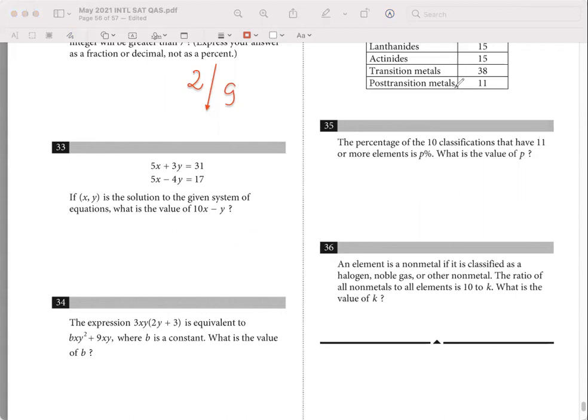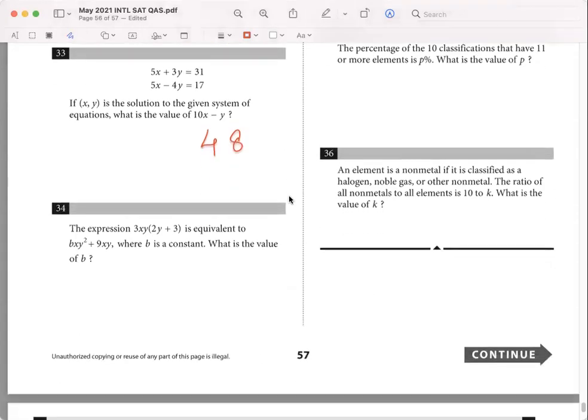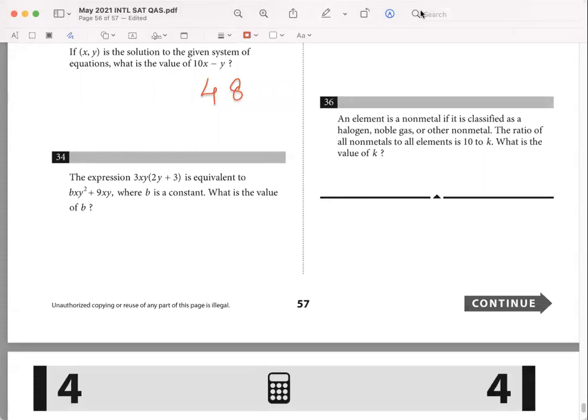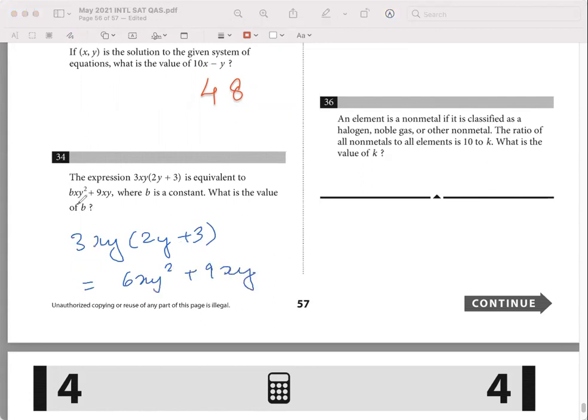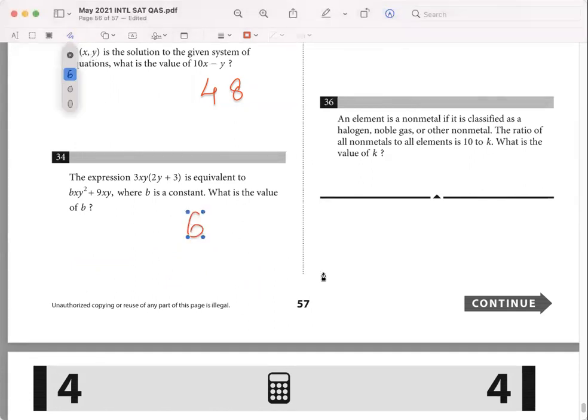So this is quite common on SAT math, where you can just manipulate the equations. So that's 48. The expression 3xy into 2y plus 3 is equivalent to this, where b is a constant. What is the value of b? 3xy into 2y plus 3 is 6xy squared plus 9xy. So bxy squared plus 9xy. So when we compare, b has to be 6. Okay, b is 6.